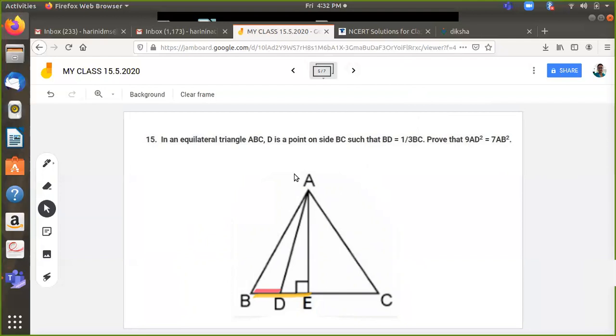Now the basic thing given is ABC is an equilateral triangle. So only this is given to me. And D is a point on the side BC, such that your BD is 1/3 of this entire length BC. This alone is given. You are just joining A to D, where D is a point on BC such that your BD is only 1/3 of the total length BC. Okay, so this is given to me.